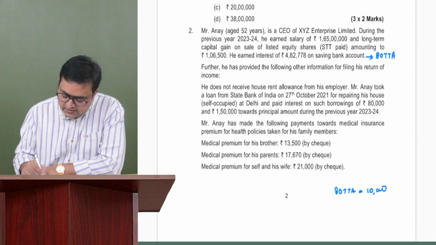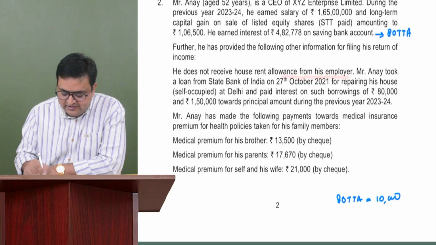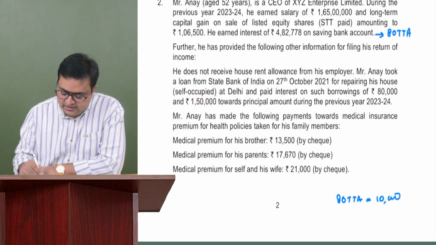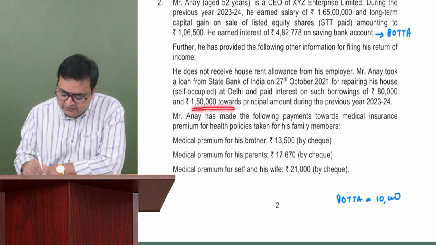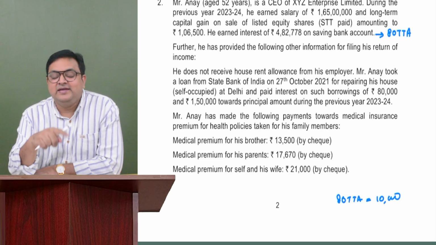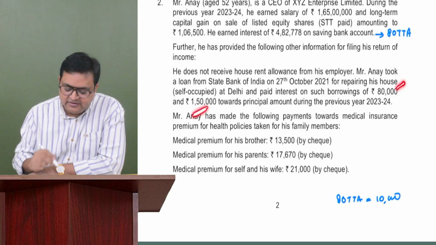Then further, he has provided the following information for filing his return of income. He does not receive house rent allowance from his employer. Okay, he is not receiving any house rent allowance. Got it. Mr. Anay took a loan from State Bank of India on 27th October 2021 for repairing his house. It is self-occupied at Delhi, and he paid interest on such borrowing of rupees 80,000 and 1,50,000 towards principal amount during the previous year 23-24. So first of all, it's a self-occupied property, where the interest is 80,000 and the principal repayment is 1,50,000.